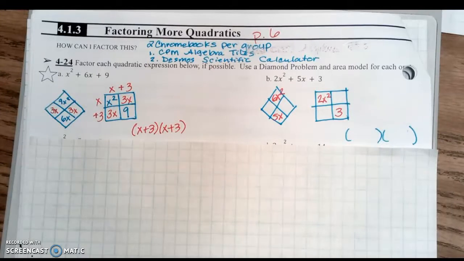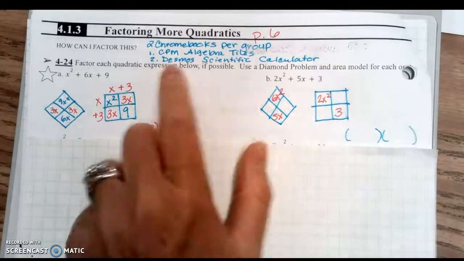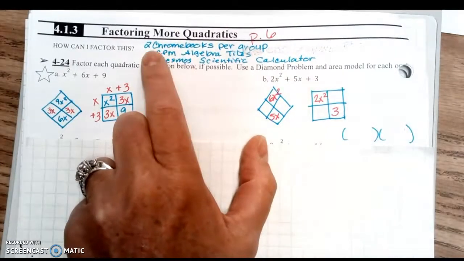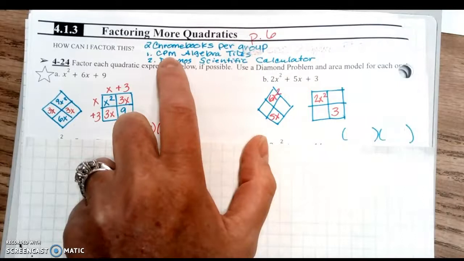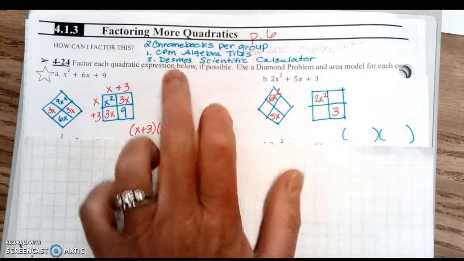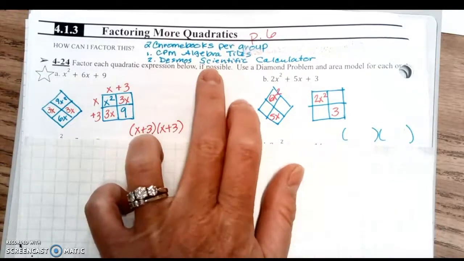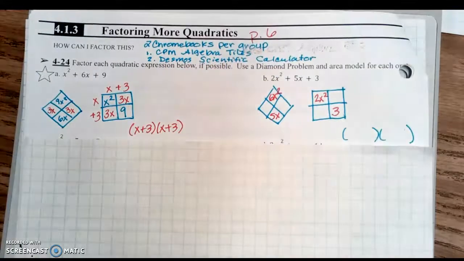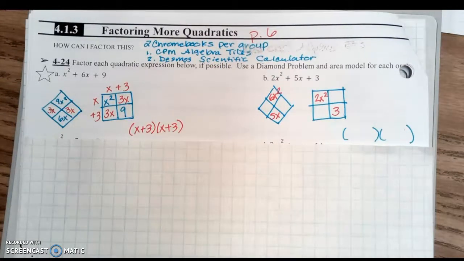All right, so in just a minute, we're going to break up into our groups of 4. For each group of 4, we're going to use 2 Chromebooks. One of the Chromebooks you're going to have open to the CPM algebra tiles if you need it, and one should be open to the Desmos scientific calculator. That way, if you need to try some multiplication and some division, it's right there ready for you. If you have your own handheld scientific calculator, that works too, but the Desmos is pretty accessible.